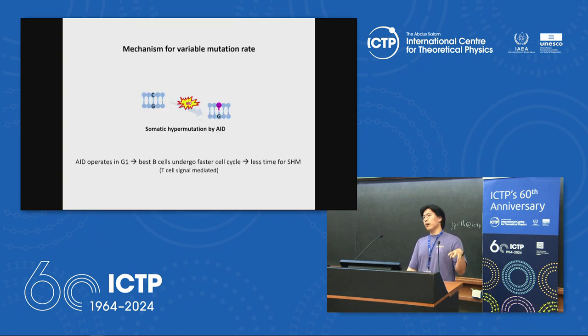To go in short, the way the B cell receptors acquire mutation is through this enzyme called AID, which only operates during the G1 part of the cell cycle. As it turns out, the best B cells that require this maximum amount of T cell signal divide more, but they also go through the cell cycle much faster, as fast as 4 hours for an entire cell cycle, which is incredibly fast. Because AID can only act during G1, if you decrease the time spent in G1, it automatically decreases the mutation rate, because there's physically less time for AID to act and cause point mutations.